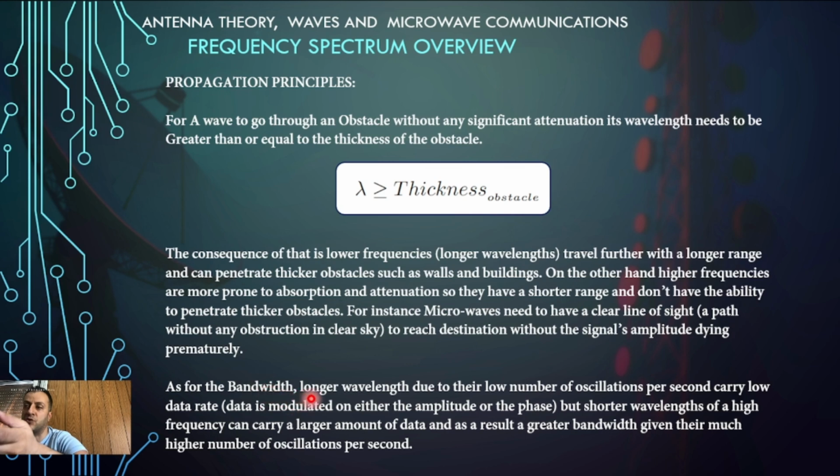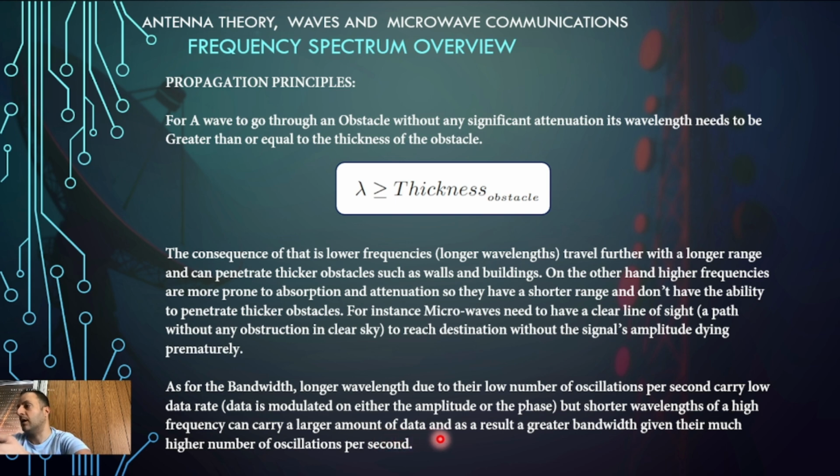As for the bandwidths, longer wavelengths, due to their lower number of oscillations of these peaks per second, carry low data rate. Why? Because data is modulated on either the amplitude, the peak, or the trough of each wavelength, of each oscillation, or the phase, which is the angle within the signal. All right, but shorter wavelengths of a higher frequency can carry a larger amount of data.